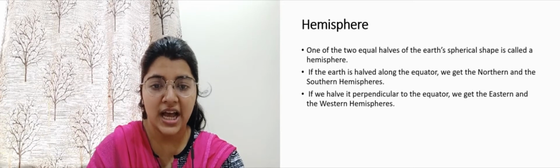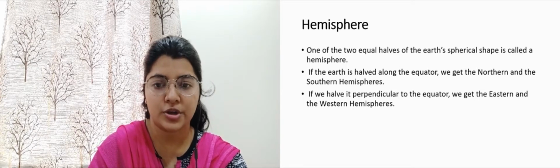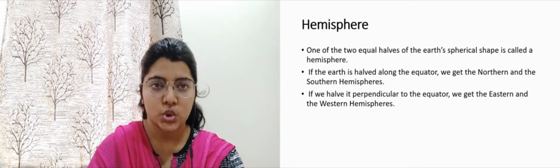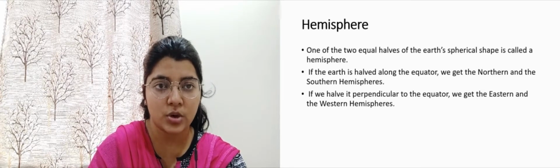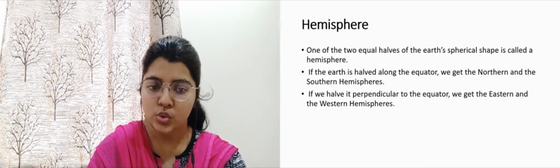If the earth is halved along the equator, we get the northern and southern hemispheres. So when the earth is halved at the equator, we get two hemispheres.